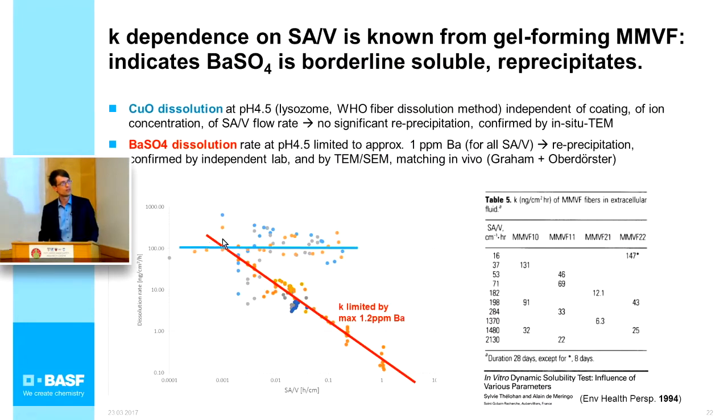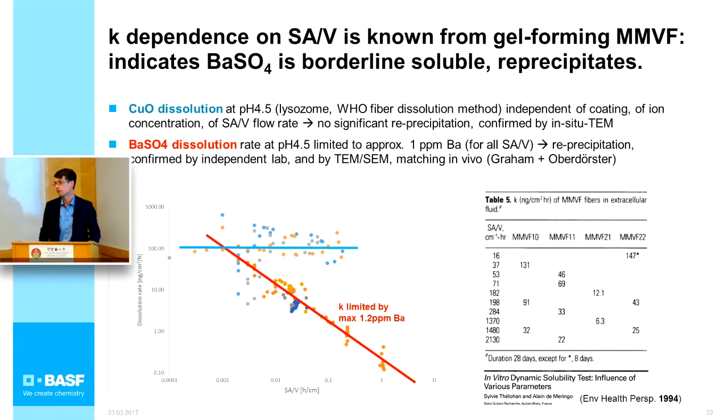This is not the case for something like copper oxide, which is up here. There is scatter, but essentially no dependence on the flow rate. But more than 20 experiments on barium sulfate all collapse into this one master curve if we scale it by the K metric and the flow rate.